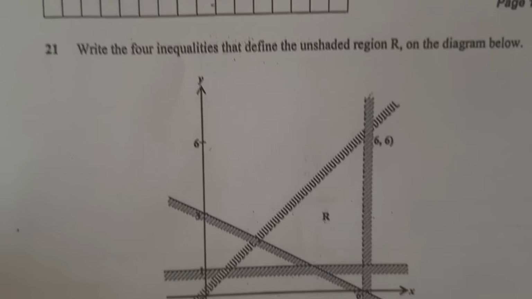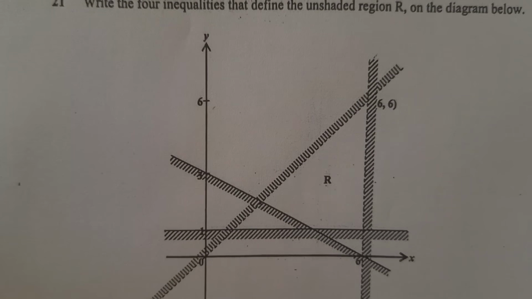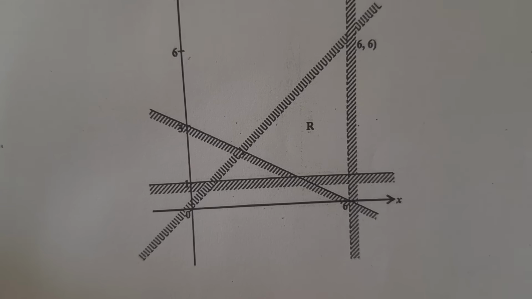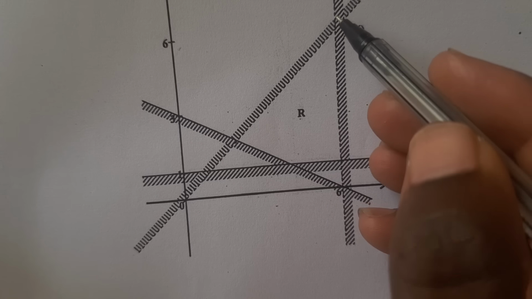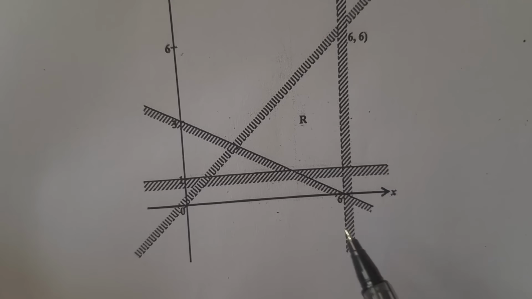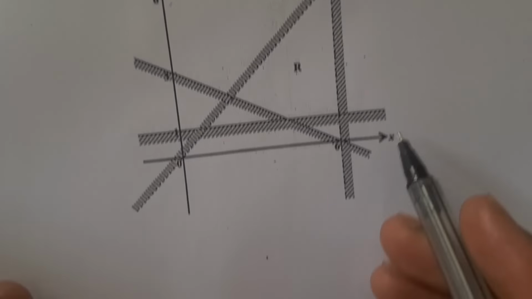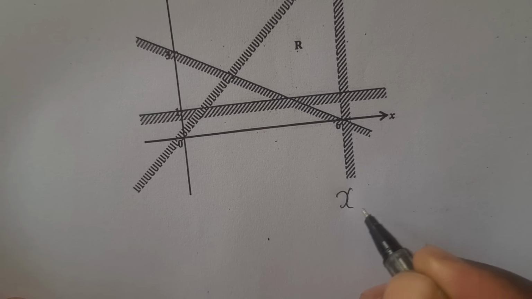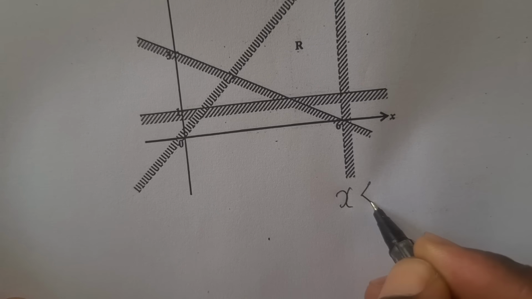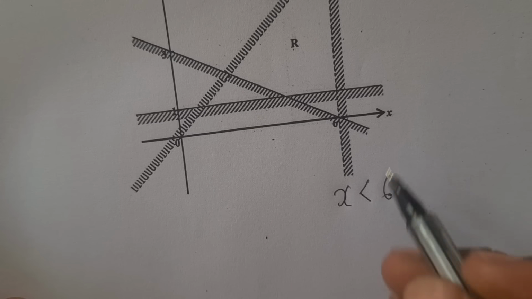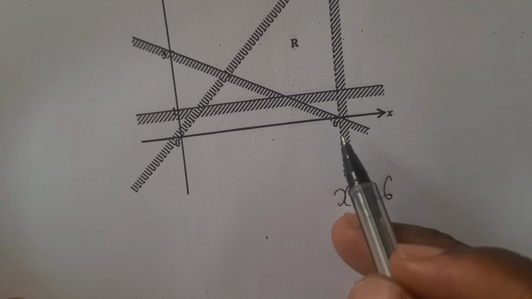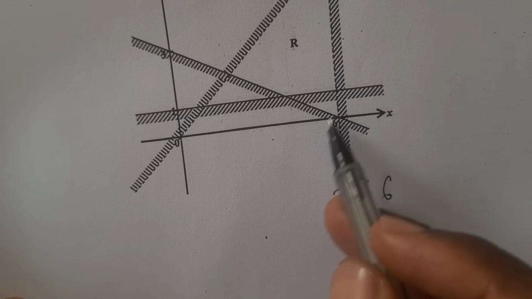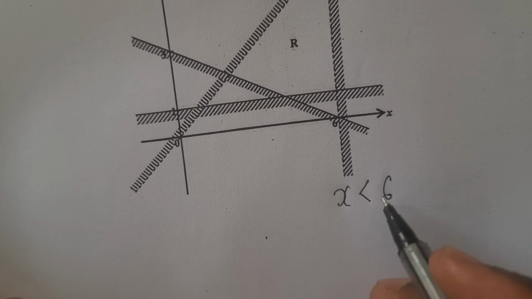So for the next question, it's under linear programming. I can advise you to start with these lines which are cutting one axis. The x-axis has been cut here at 6, so this is x is less than 6. It's a dotted line, and where it's not shaded is to the less, so we'll follow where it's not shaded to the less.